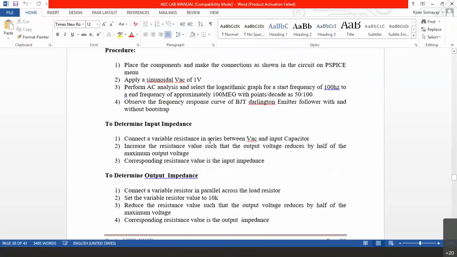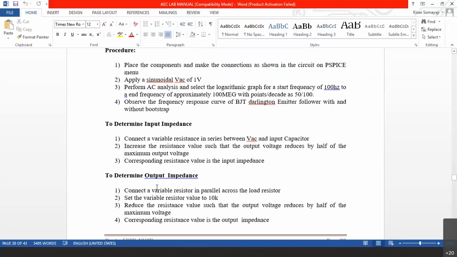Connect a variable resistance in series between VAC and the input capacitor. As I have shown you already, increase the resistance value such that the output voltage reduces to half of the maximum output voltage. The corresponding resistance value is the input impedance. I had shown you already, it behaves like a voltage divider network. But you have to connect a variable resistance which is available in PSpice.